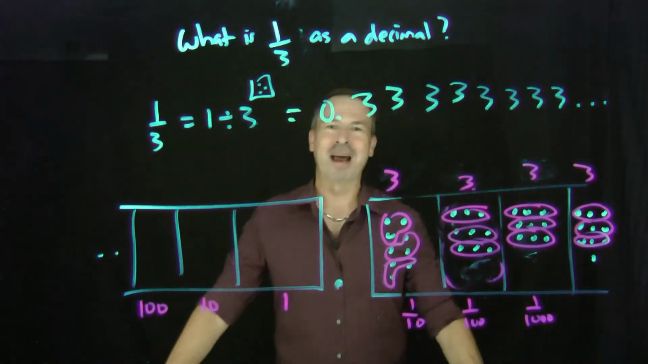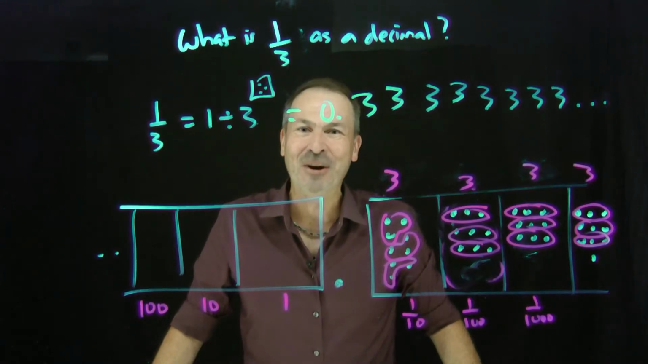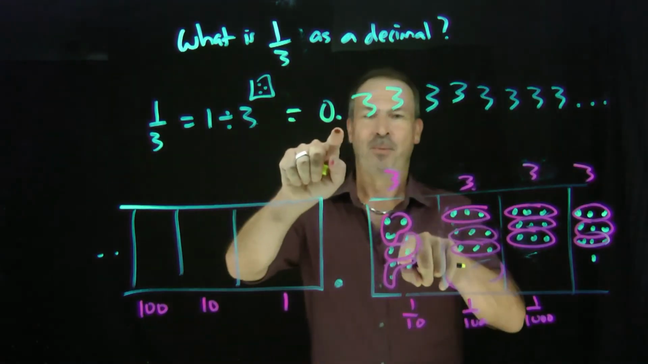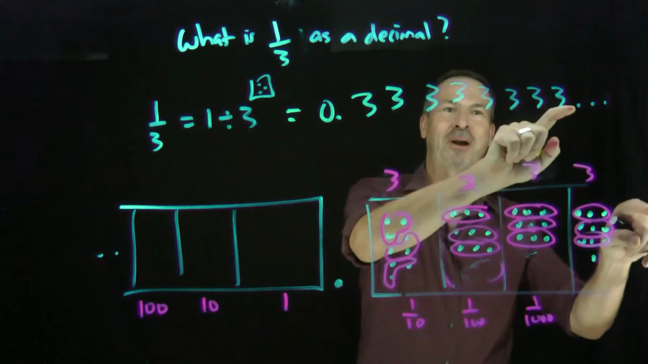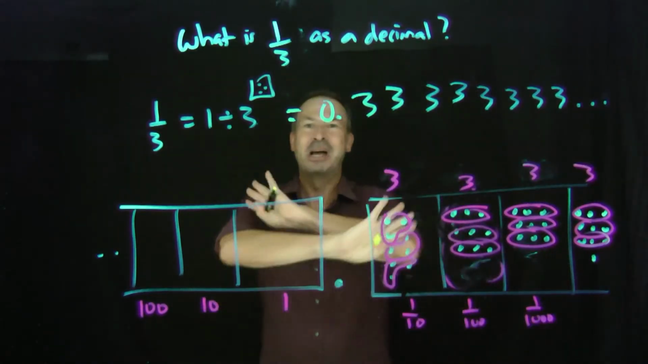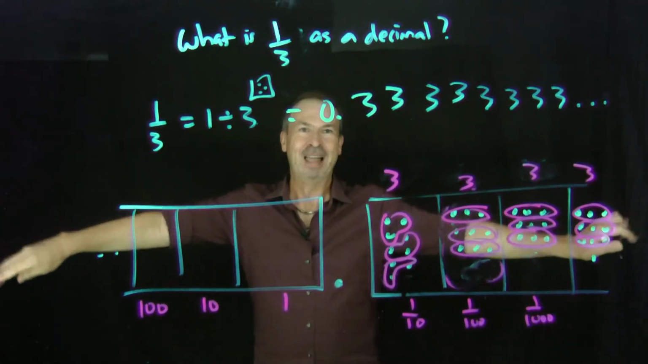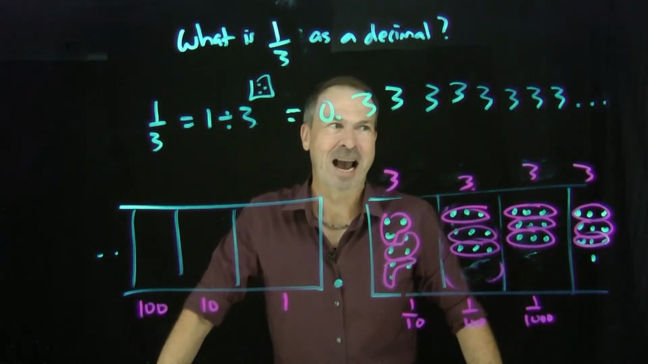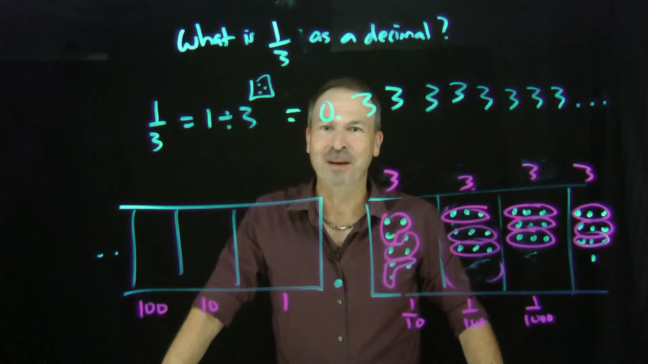Whoa, that's a crazy example. 1/3 as a decimal is 0.333333333333 going on forever. That's amazing. Okay, that's an infinite decimal.